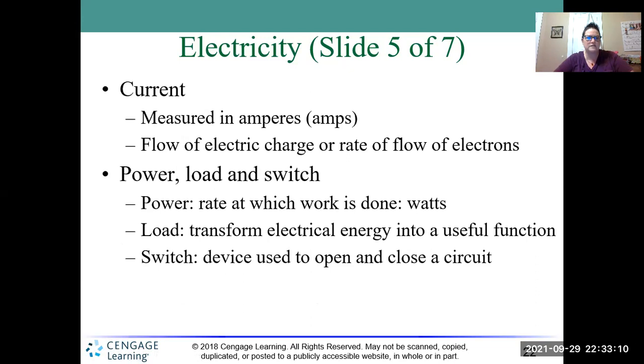Now, the current, this is measured in amps. And so this is the flow of the electrical charge or the rate of flow. So it's like how fast is it going? And then we talk about power, load, and switch. So power, we talk about it in watts, like a 75-watt light bulb. So that's the rate at which the work is done. Then the load is how it transforms that energy into a useful function. So it's able to turn that electrical energy into light. And the switch is the device, of course, that opens and closes a circuit.